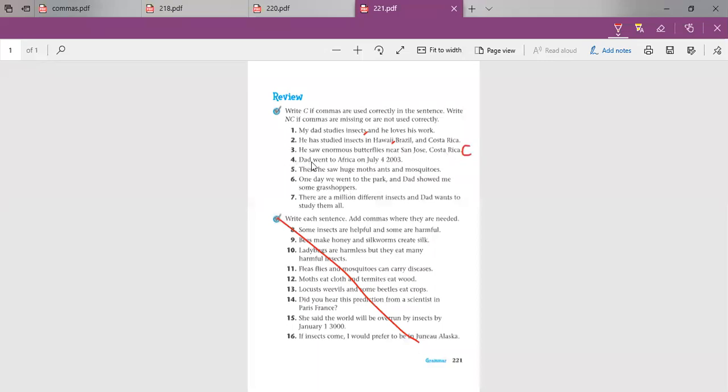Number 4, Dad went to Africa on July 4, 2003. I'm separating the day and month from the year. There he saw huge moths, ants, and mosquitoes. So huge moths, comma, ants, comma, and mosquitoes. So that's how we finish the lesson.